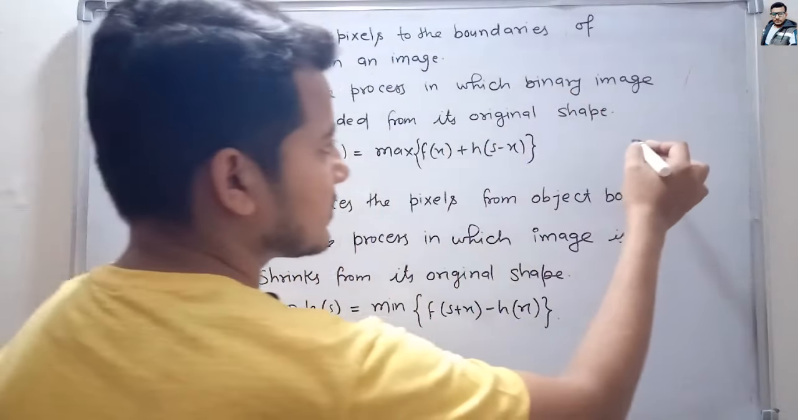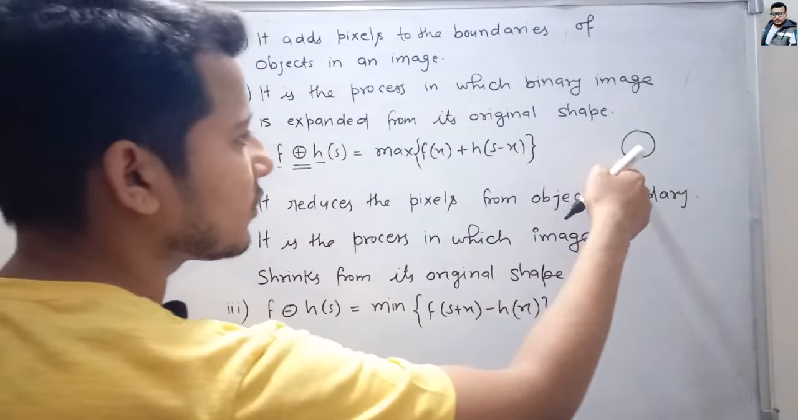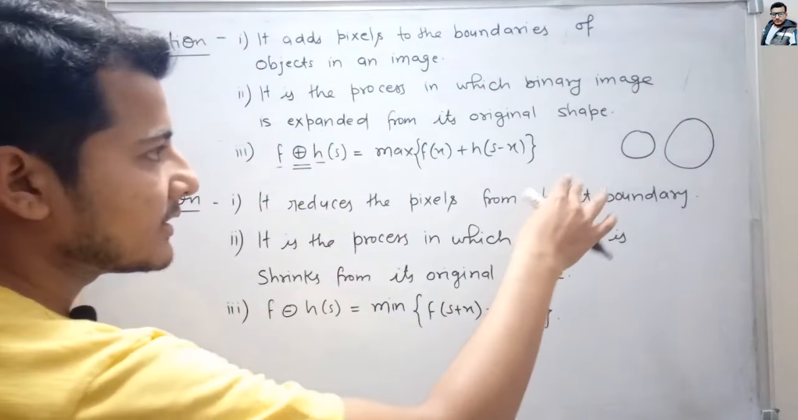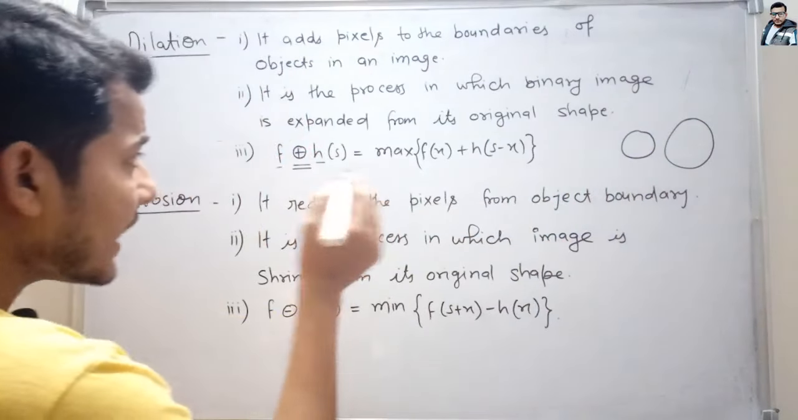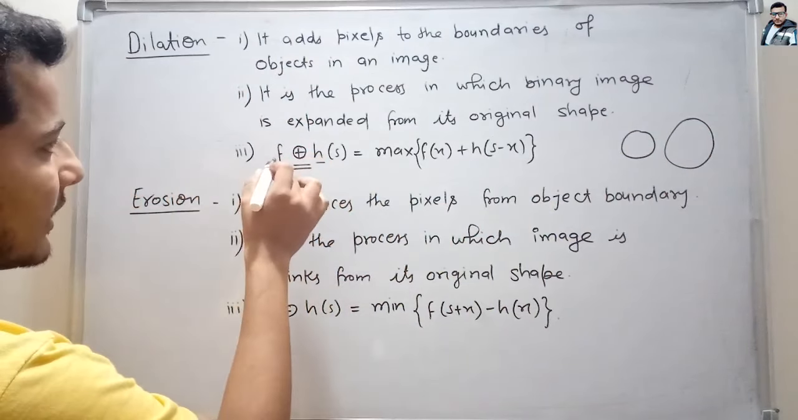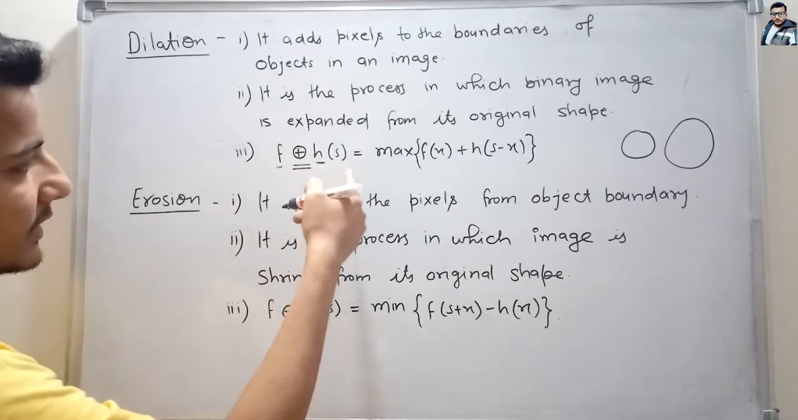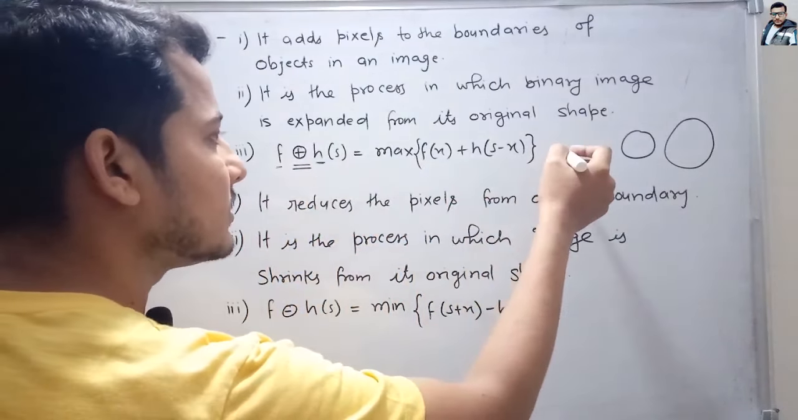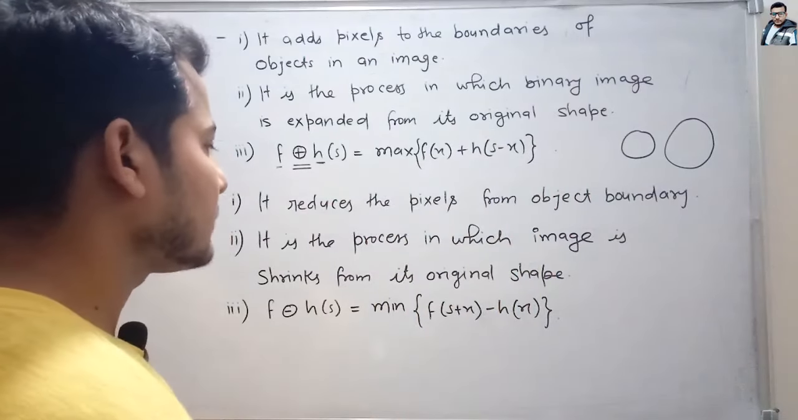Suppose this is the image. When we apply dilation onto this image, we will get something like this. This is used to expand the shape of the image, and we represent dilation by using the XOR symbol. Here F XOR H of S, where F is the image and H is the structuring element, is equal to max of F of X plus H of S minus X. We will make use of this equation to solve the question.